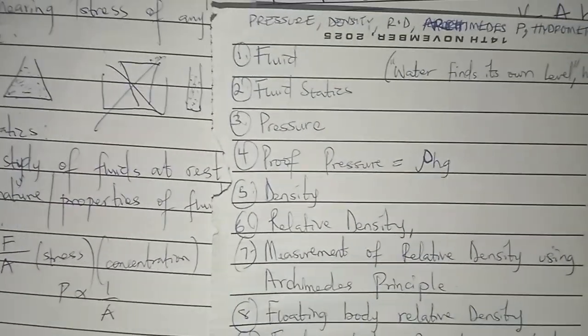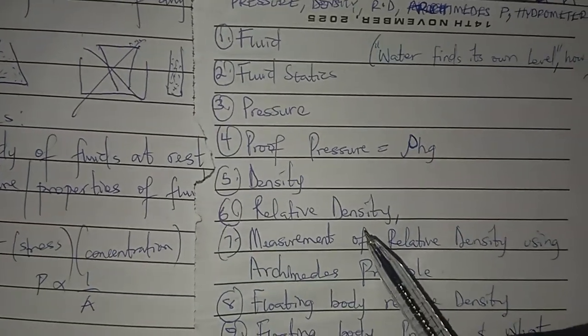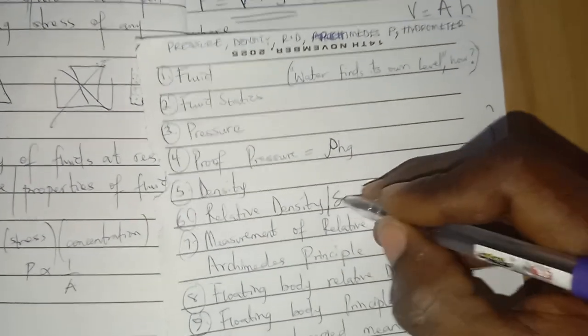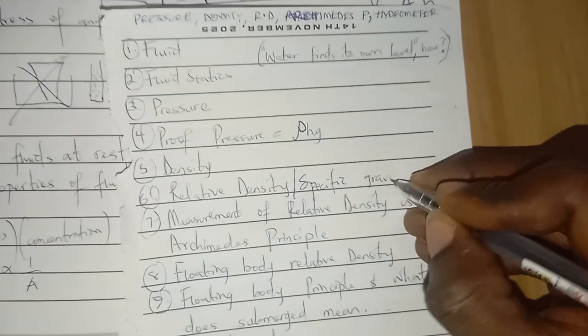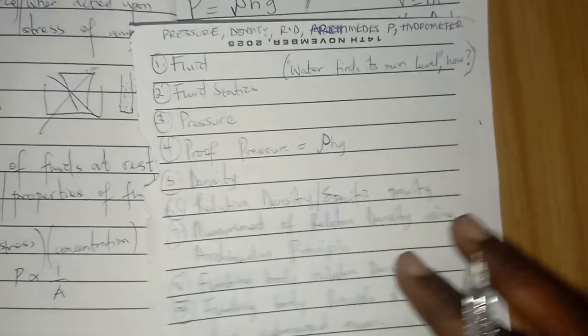So moving on, the next thing here before us is relative density. Another name for relative density is specific gravity. That's what they used to call it before. But thank God today it is now called relative density more, because that's what it means.